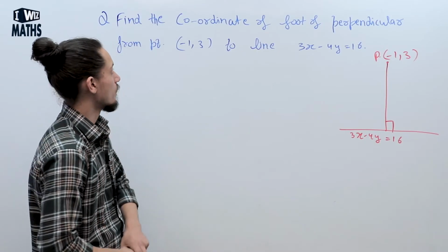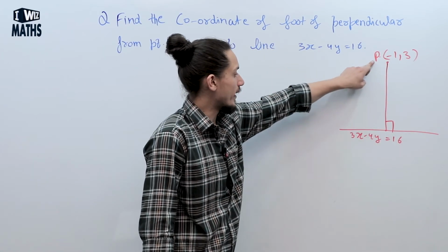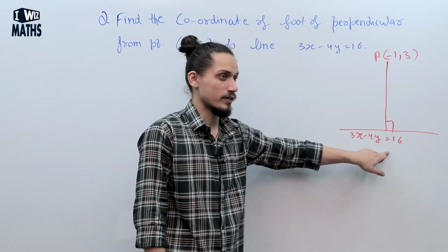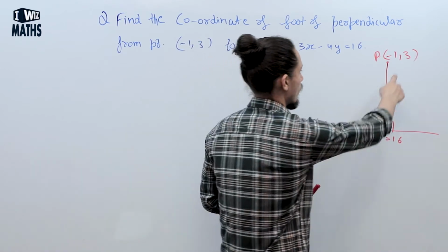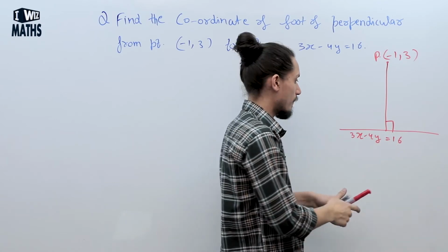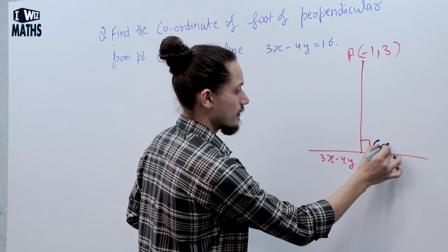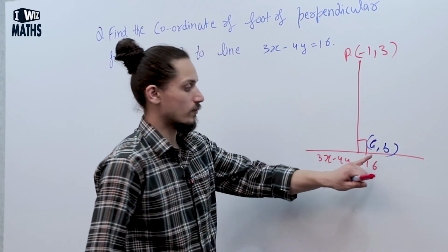Now in this example we have to find the coordinates of the foot of perpendicular from this point to the line 3x minus 4y is equal to 16. So we have a point and a line. This point is drawing a perpendicular on this line. We have to find the coordinates of this point, say the coordinates of this point are (a, b). Let's find the values of a and b.